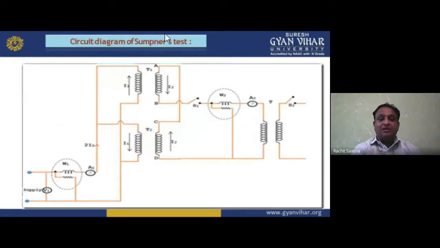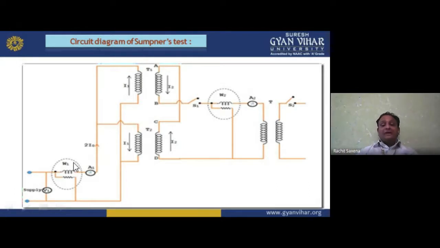See, we have two identical transformers. These are the secondaries and these are the primaries. The primaries are connected in parallel, but the secondaries are connected in anti-polarity, meaning connected like this. When we give supply, it becomes a short circuit, and we can easily find the open circuit loss, that is core and magnetic losses, and the short circuit loss, that is copper losses, with the help of W1 and W2.